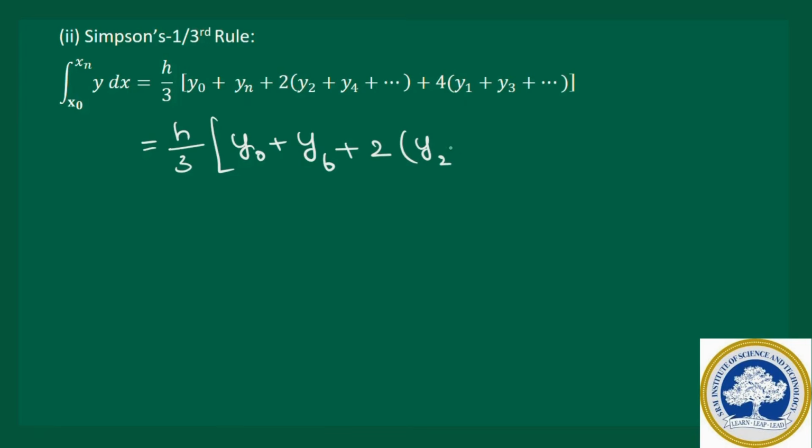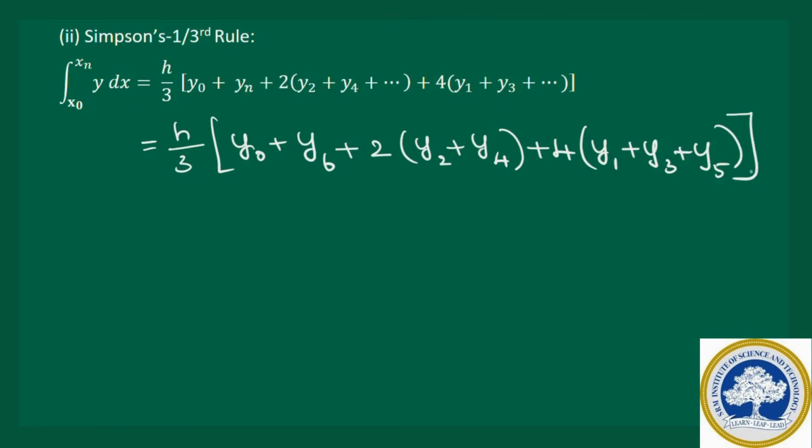Even terms means we have to write y2 plus y4 and then y6, but here y6 won't come because y6 being the last term, already we have written it. So close the bracket, plus 4 into the remaining terms y1 plus y3 plus y5. That's it. y7 won't come because we are having the data till y6 alone. So close the bracket. So this is equal to, now we can substitute the respective values here.